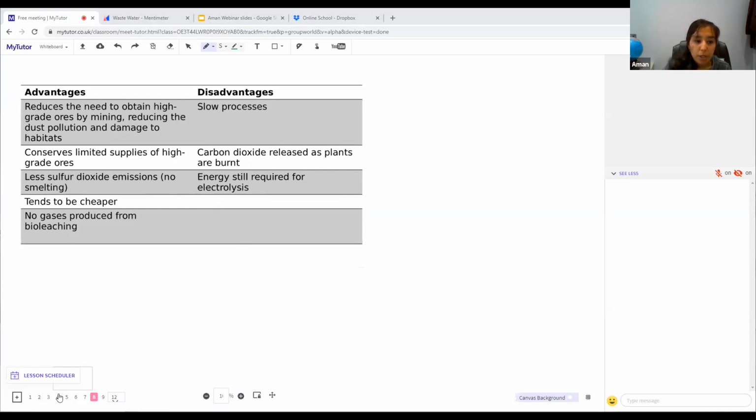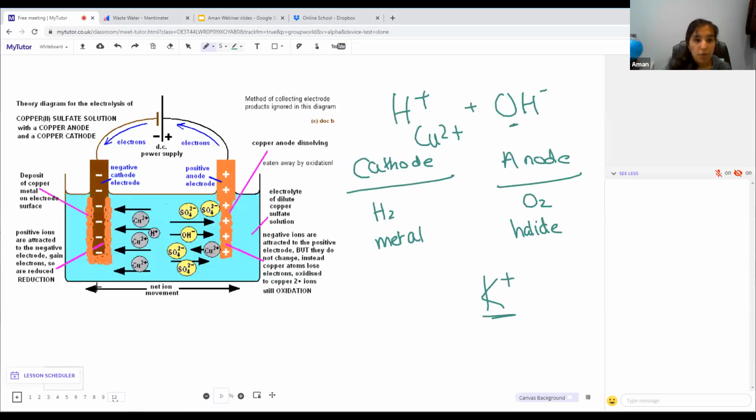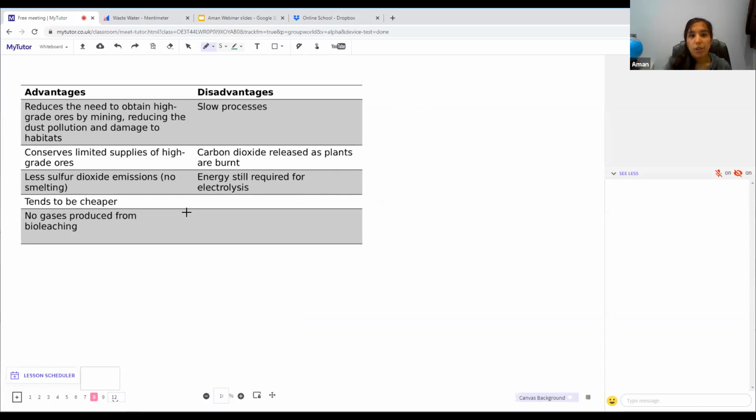Okay, someone's asking me to go back to slide 4. So that was just the names of the two processes. Okay, slide 3 was what's happening when we do copper electrolysis. Okay, so the advantages and disadvantages then.